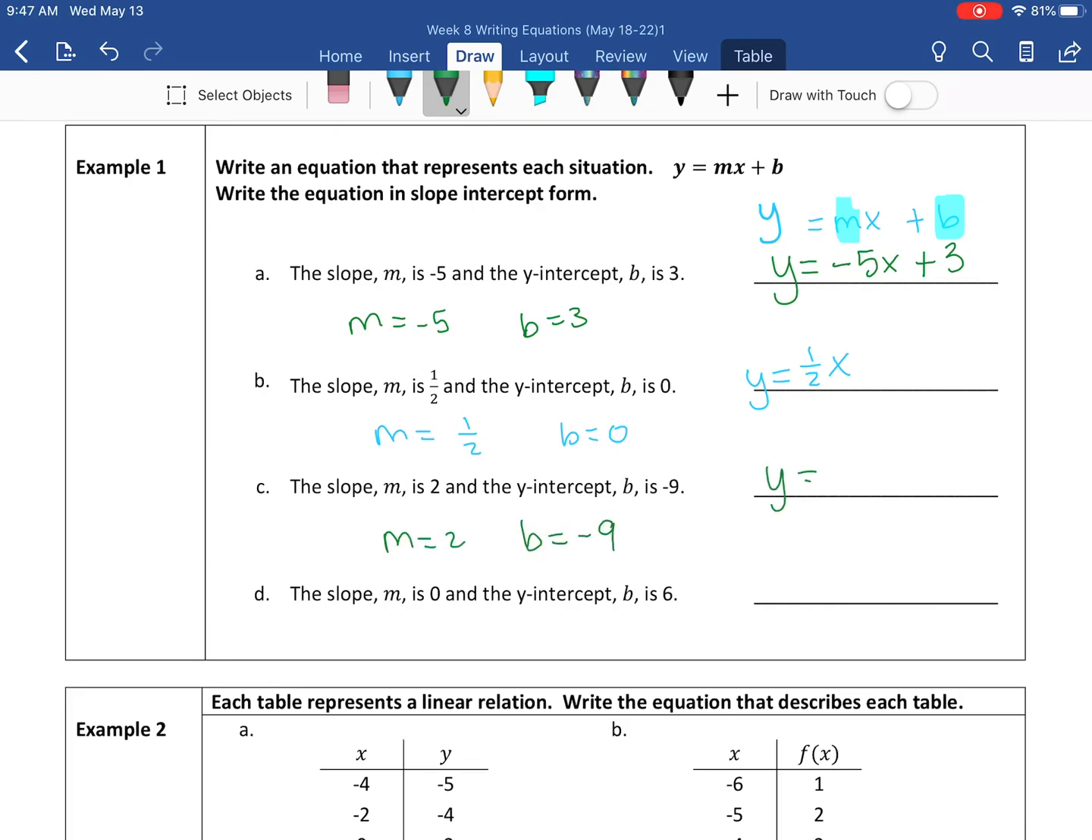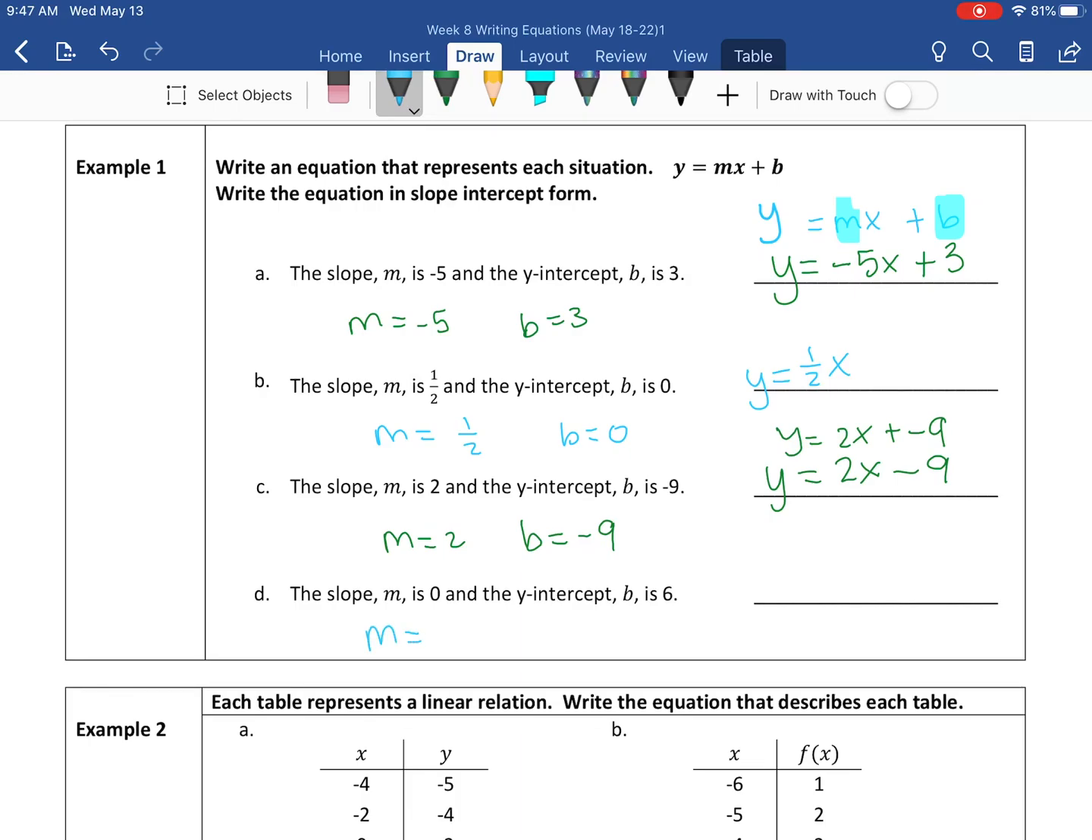So we'll have y equals 2x, and then instead of plus 9, I'm going to put -9. If you put plus a -9, that would be fine as well. They are the same thing. Plus a -9 and -9 mean the same thing. How about you pause and see if you can do letter D.